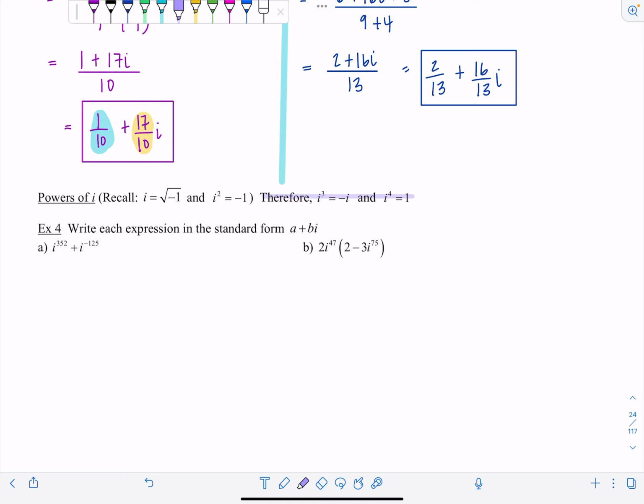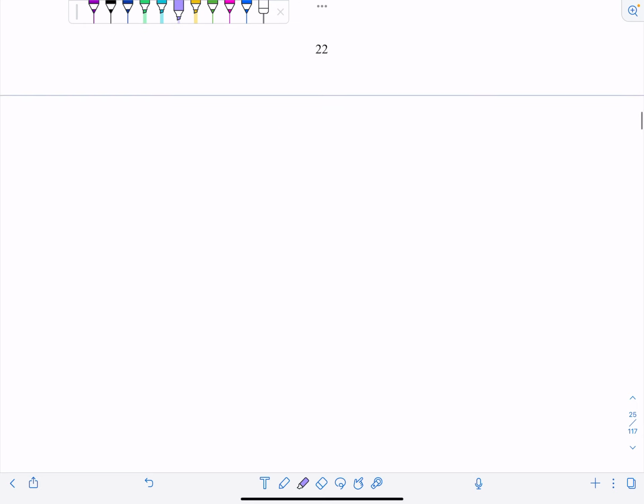And I'm actually going to show you a way to do the next set of examples differently than the textbook, okay? So i cubed is negative i and i to the fourth is 1. Where's that coming from? So the imaginary unit i, by definition, is the square root of negative 1. And hey, when we see it, we leave it, right? Okay. When we see i squared, we replace it with negative 1.